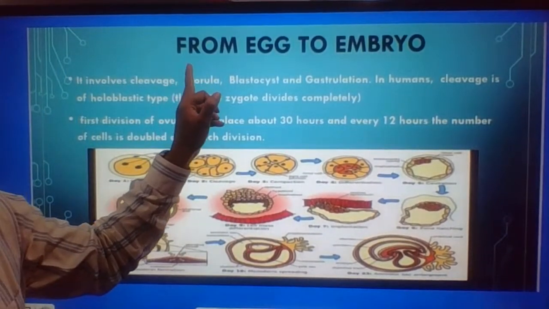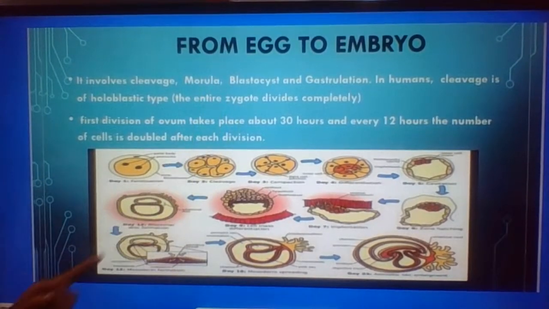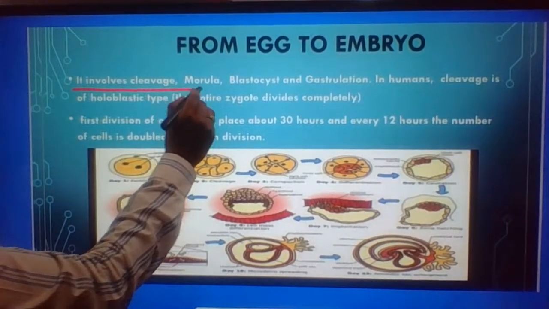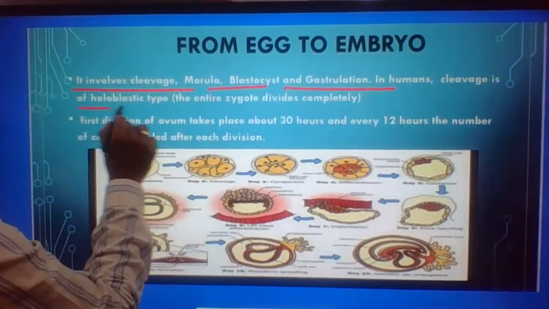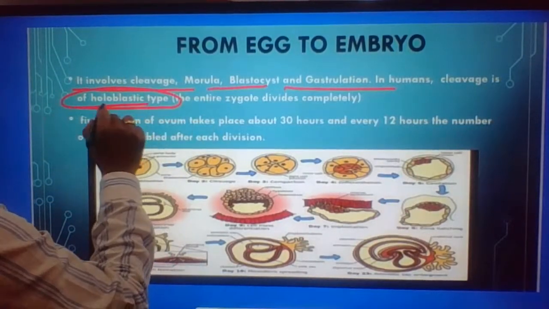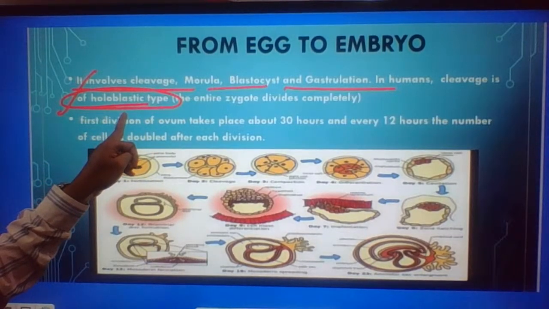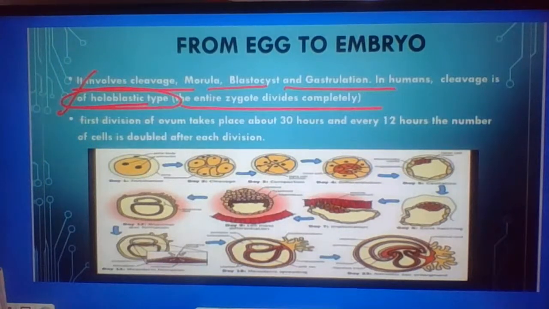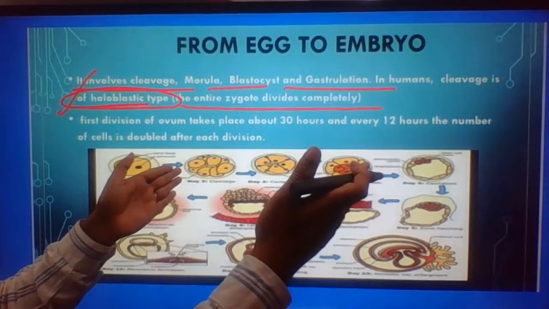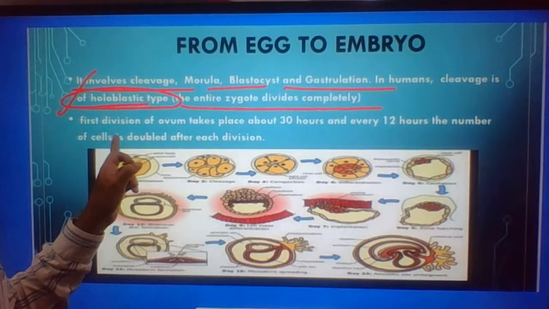Okay, now we move from egg to the embryo. From egg to embryo, it involves the cleavage, the morula, the blastocyst, and the gastrulation. It involves cleavage of the holoblastic type. Sometimes they'll ask the question: what do you mean by holoblastic? Holoblastic means the entire zygote divides completely and equally. So this type of egg is called a holoblastic egg. Human is an example for that.